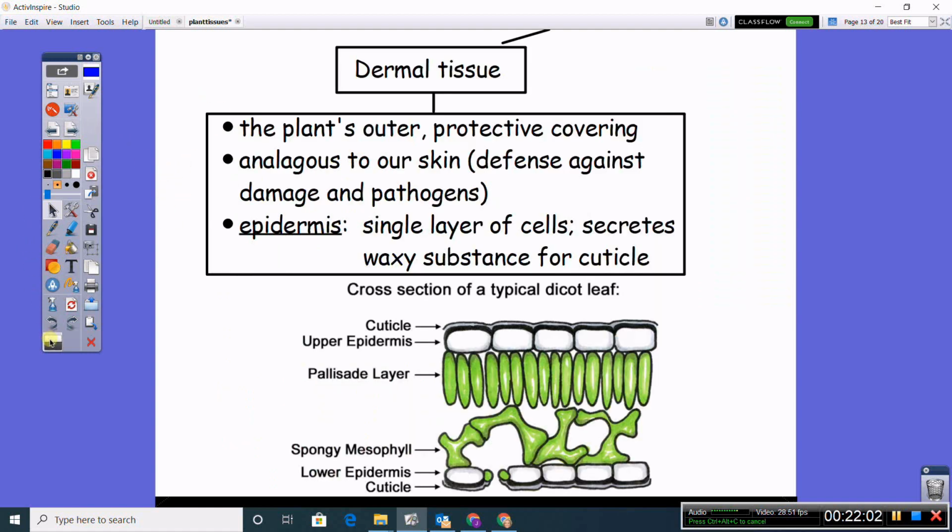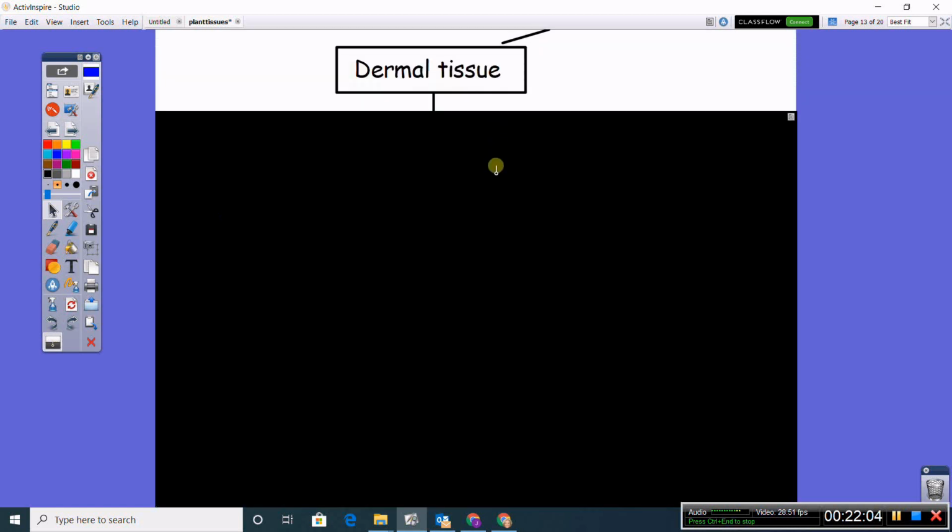Okay, so you can flip your sheet over. We're going to start over on the left. Okay, these are 3 main types of plant tissues. So the front side was all about main types of plant cells. This is all about main types of plant tissue.